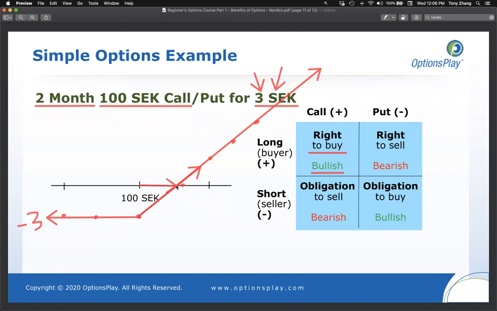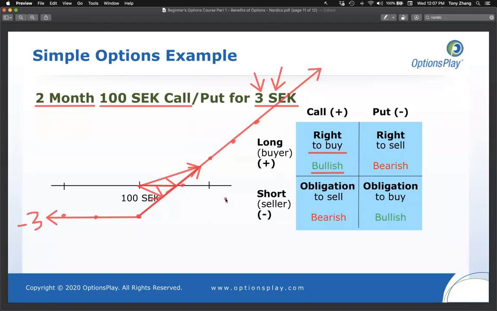And you have to ask yourself, do I think this stock in 2 months' time is going to be at 103 or higher? Because if I do think it'll be at 103 or higher, then I'll make money. But if it goes up to 101 or 102, which is still higher, guess what? I'm actually going to lose money on that transaction. So it's really important that when you think about buying a call option, you don't just think of it as bullish, but bullish by a certain amount.